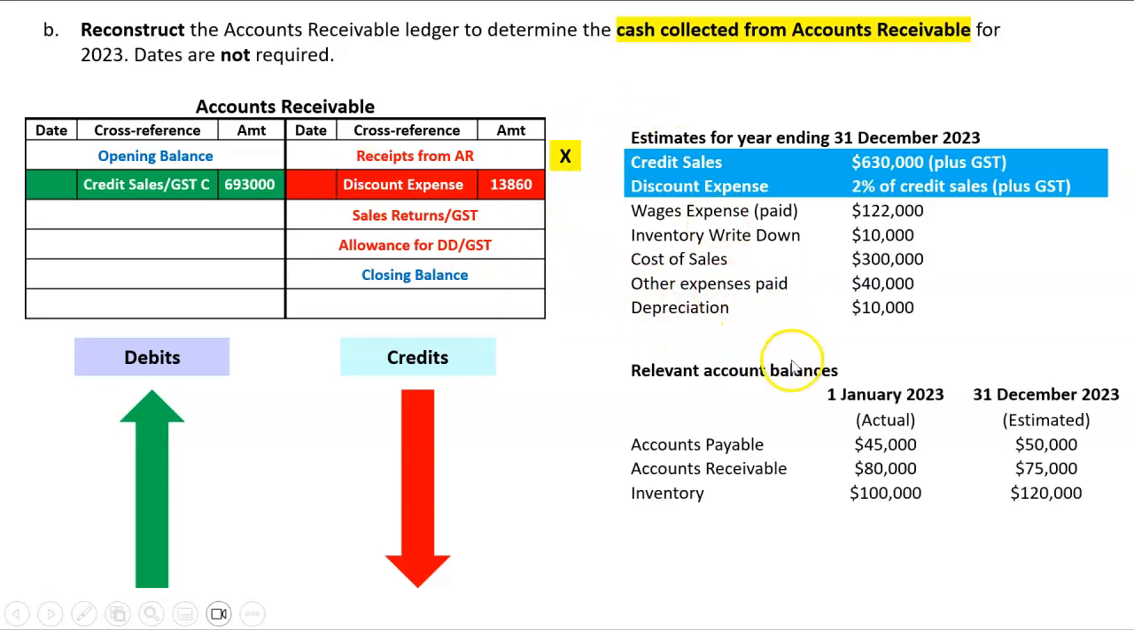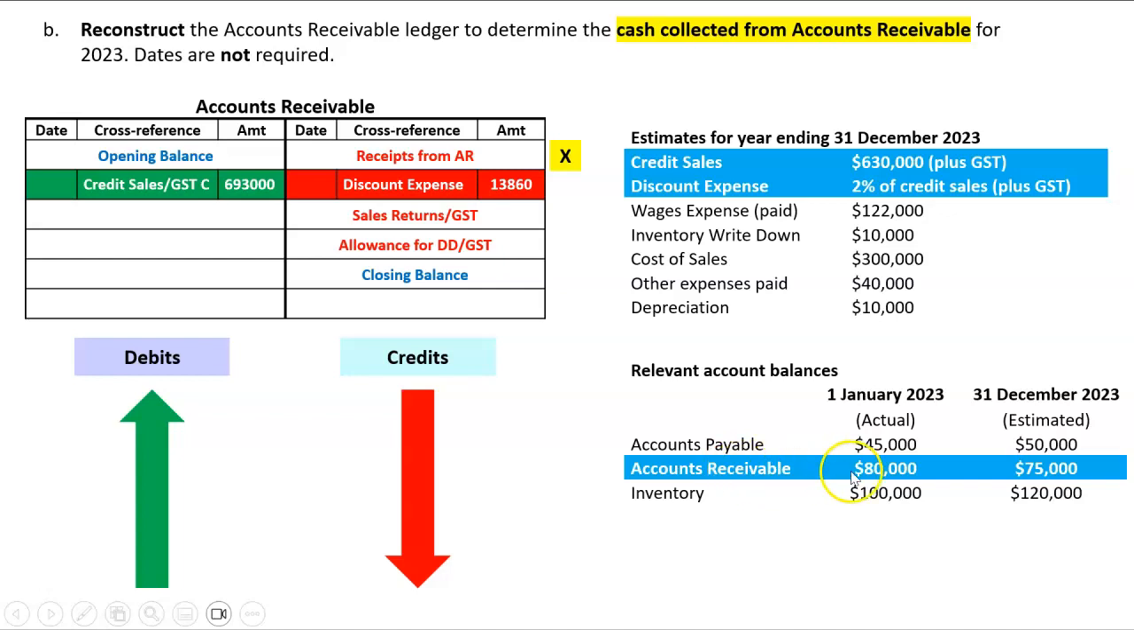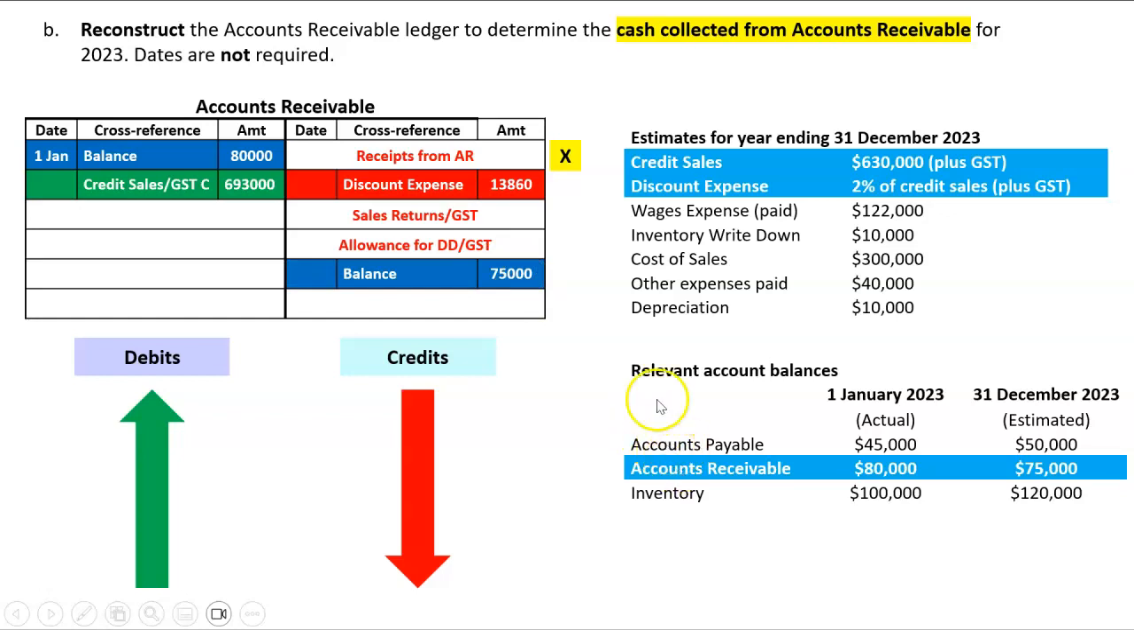Now the next bit of info we were given were these account balances. And the first one was accounts payable, so we don't need that. It's this one here, accounts receivable. On the 1st of January 2023, the balance actually is 80,000. That will be my opening balance. And at the end of December 2023, I expect the balance to be 75,000. So that will be my closing balance. So now I have everything I need.